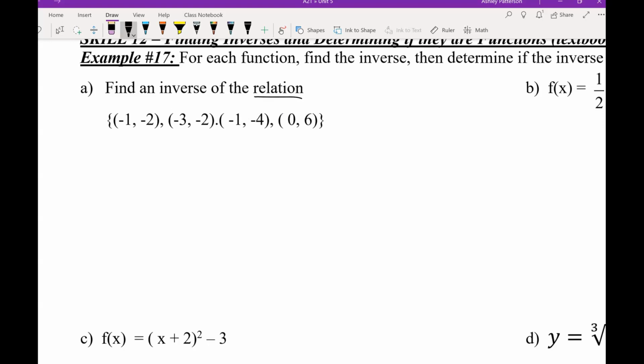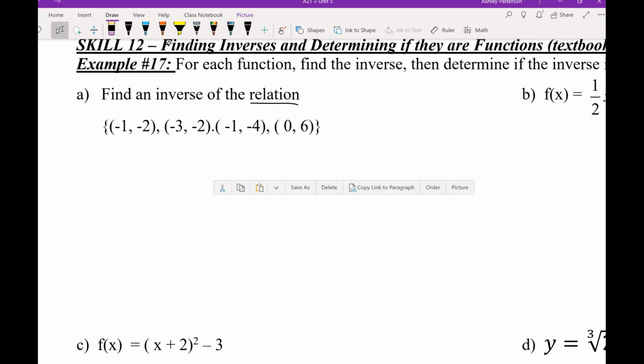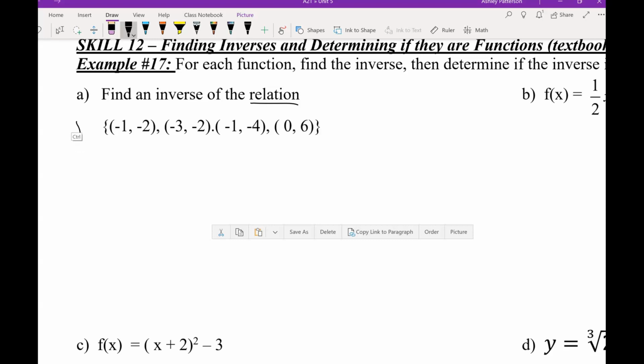Looking at our x values, we have -1, -3, -1, and 0. Well, this relation is not a function, but we weren't asked that. We were asked to find the inverse. So let's label this f of x. To find the inverse, remember, we have to have that -1 exponent. That means f inverse of x.